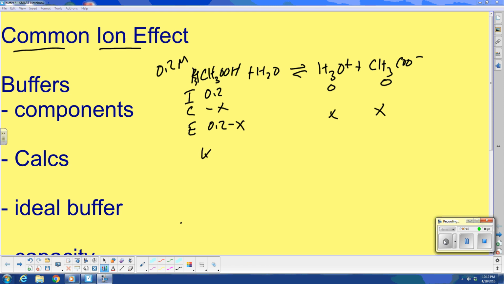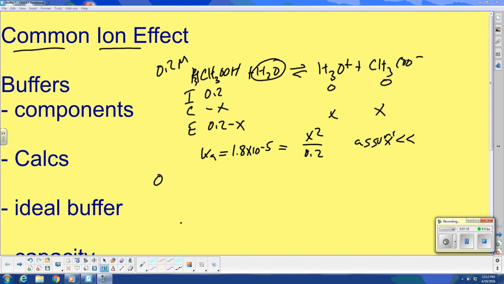And we'd say that our Ka, which is equal to 1.8 times 10 to the minus 5 for acetic acid, is equal to X squared over 0.2, if we assume that X is much, much smaller than 0.2. That's what we would do. Now, the difference with a common ion is that we're not assuming that we have pure water when we have a common ion problem.